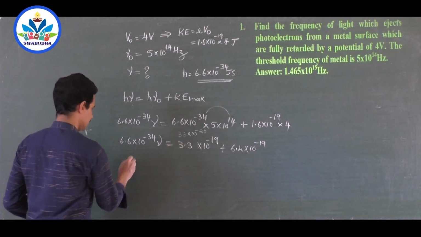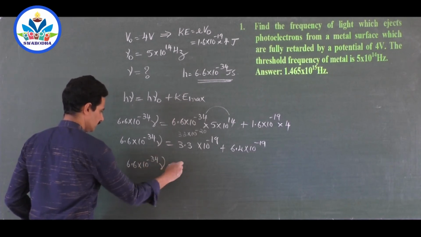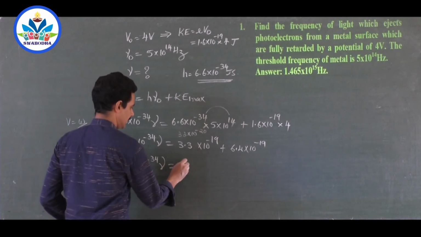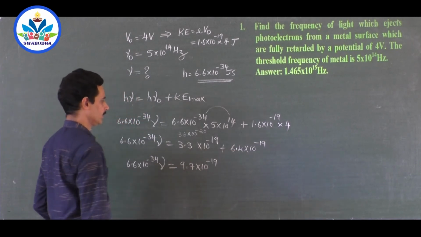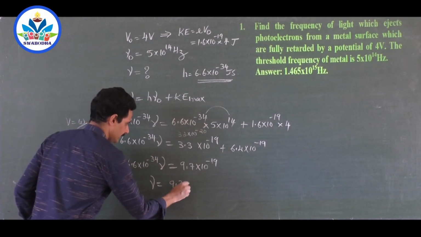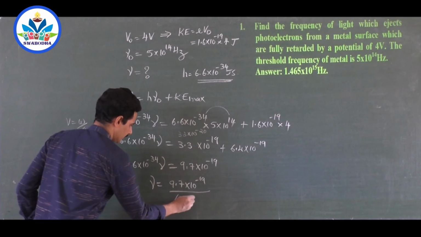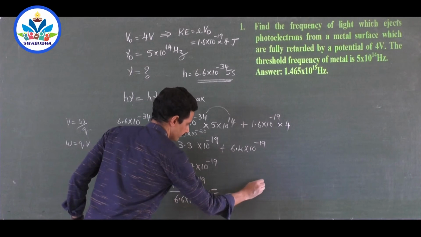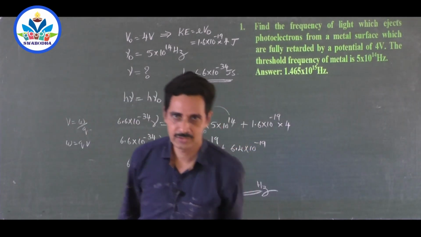So when I add it, 6.6 into 10 to the power minus 34 into nu, the frequency, is 9.7 into 10 to the power minus 19, from 6.4 plus 3.3. What is nu? Nu is equal to 9.7 into 10 to the power minus 19 divided by 6.6 into 10 to the power minus 34. That is equal to hertz, the frequency. So shall we calculate it? Yes, I have a calculator. You too do it yourself.